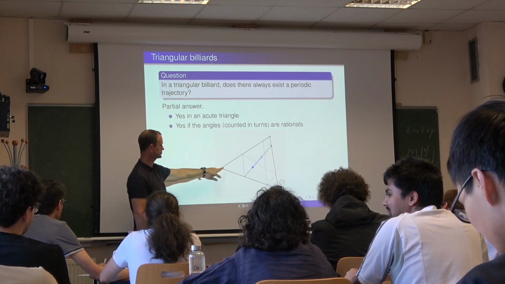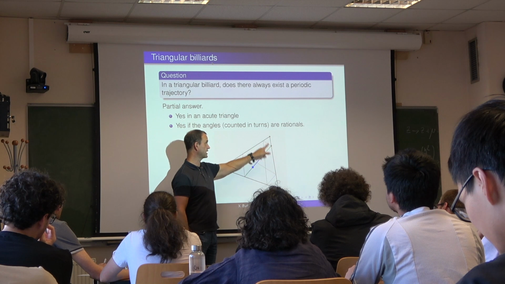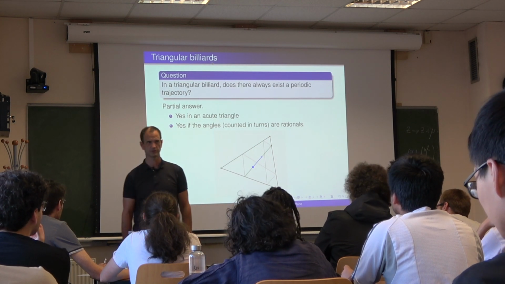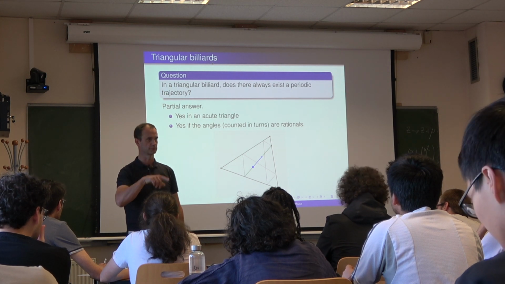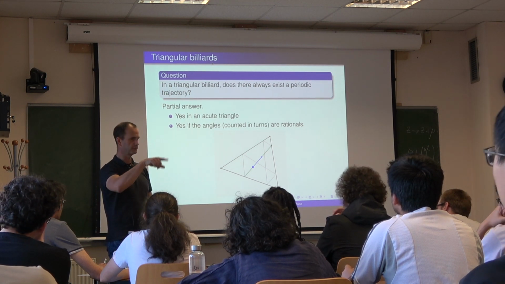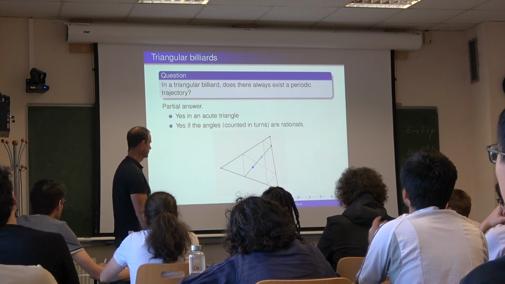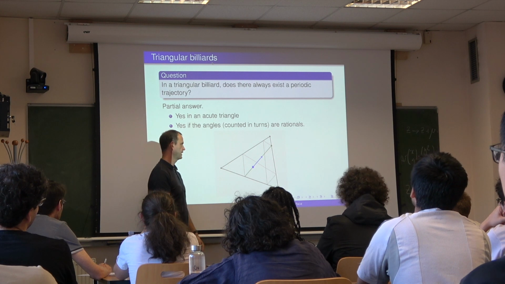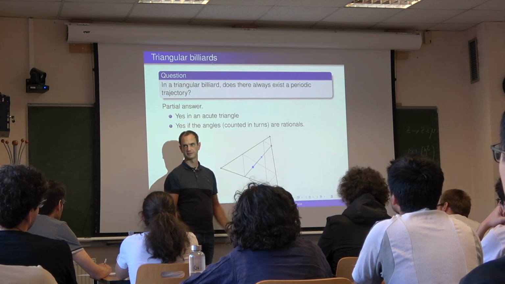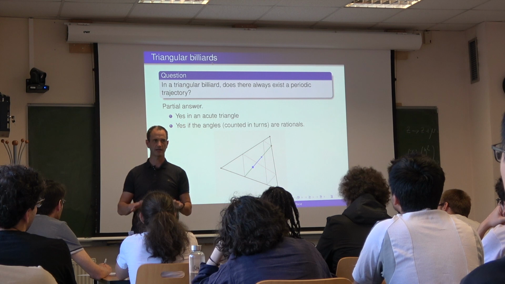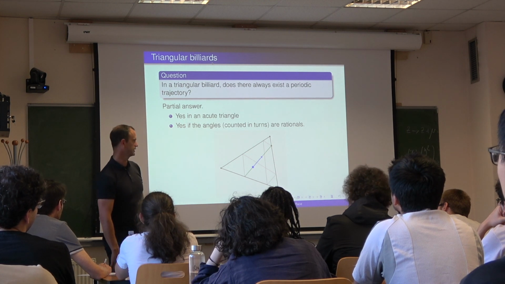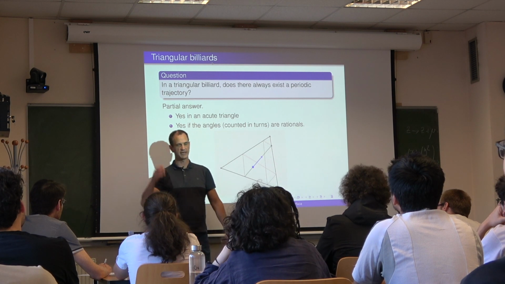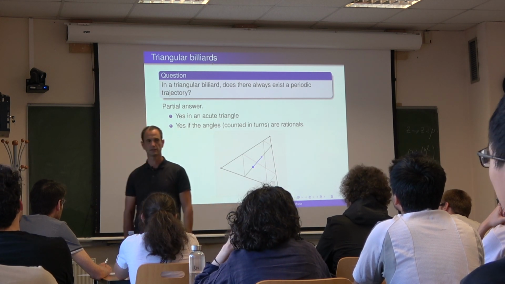is that if all the angles of the triangle are rational, counting in turns, so we find again rational numbers, so you count your angles in turns. 1 turn for a full turn, and 1/6 of a turn for an equilateral triangle, and the sum of angles is 1/2 of a turn. So if you count your angles in turns, when all the angles are rational numbers, then there exists a periodic trajectory.